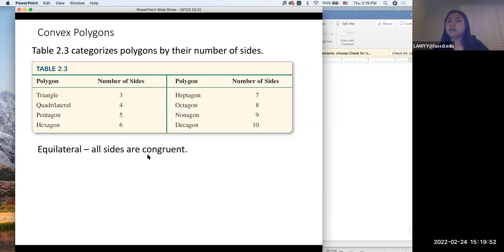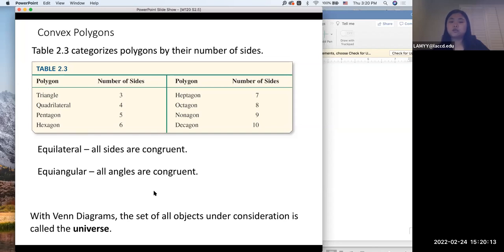And then review a little bit. Equilateral means all sides are congruent. Okay, in previous sessions we only talked about this for the triangle. Okay, here it can be any polygon. Equilateral, all sides are congruent. Equiangular means all angles are congruent.